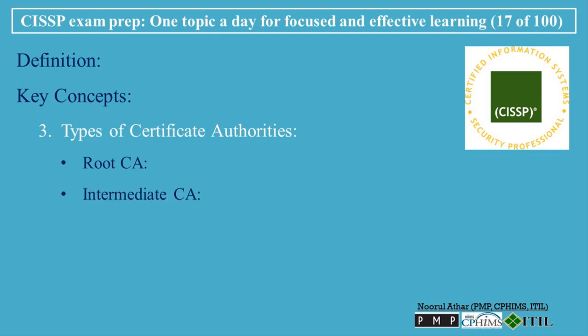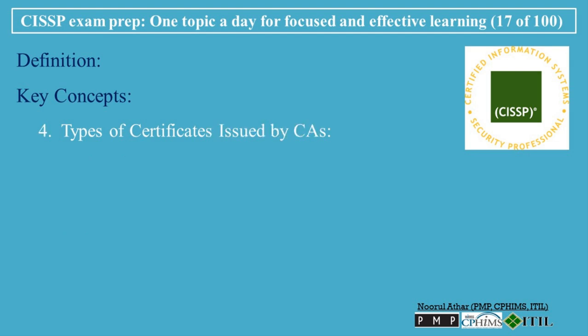Intermediate CA sits between the root CA and the end users. The intermediate CA issues certificates to end entities, such as websites or users, on behalf of the root CA. Using intermediate CAs reduces the risk to the root CA because if an intermediate CA is compromised, the root CA remains secure. Issuing CA. The actual entity responsible for issuing end-user certificates. In many cases, the intermediate CA functions as the issuing CA.